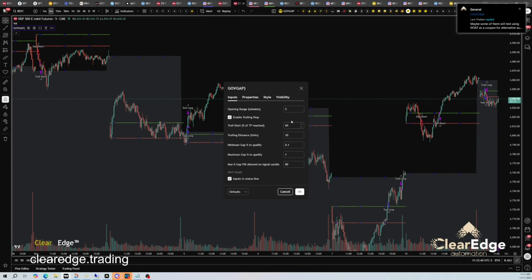So this is the one that I run mostly, which is a 0.1% to 1% gap. Opening range is 5 minutes, 60% of take profit has been reached, then there'll be a trailing stop that kicks in with a 10-tick trailer. It will not take a signal if 80% of the gap has already been filled when the alert comes in. So if you get like a big gap or a big candle outside of this range and it fills most of the gap, it's not going to take the trade, because then the risk reward is off.